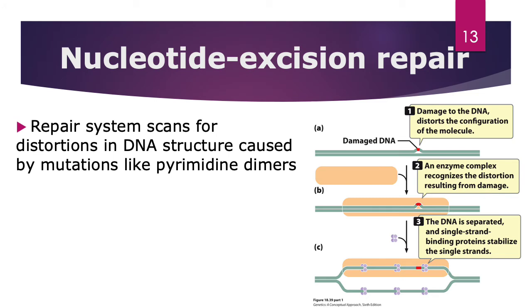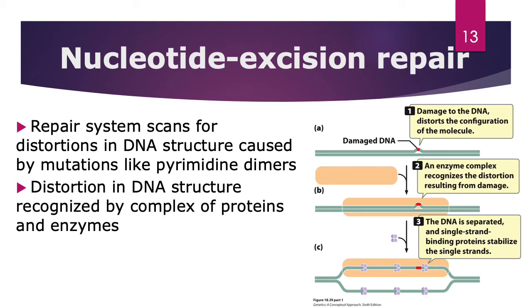Another type of repair mechanism is the nucleotide-excision repair. This repair system looks for distortions in the DNA structure that can be caused by mutations like pyrimidine dimers. Here in the figure, the black box shows a part of the DNA that is showing a distortion due to a mutation. The distortion in the DNA is recognized by a complex of proteins and enzymes as shown in the figure in the black box.